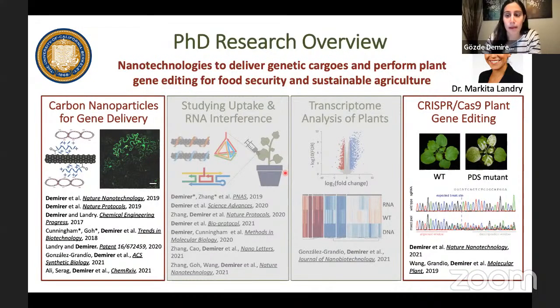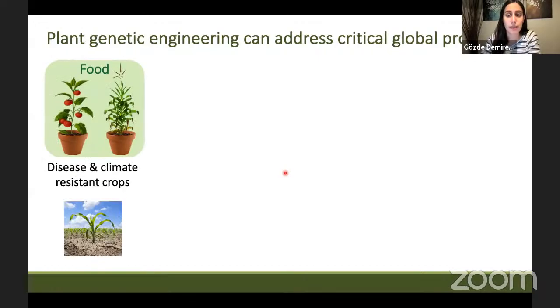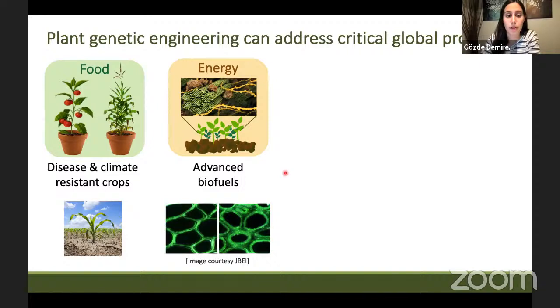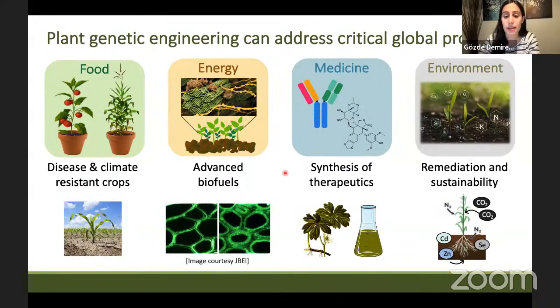So as you may all be aware and interested in this area as well, plant genetic engineering can address a lot of critical global problems that we are facing, such as in the field of food industry. We can create disease and climate resistant crops using plant genetic engineering. Similarly, engineered plants can provide advanced biofuels, as well as a scalable way of synthesizing therapeutics. And lastly, we can use the plants and engineer them for the remediation of our environment and sustainability efforts. I myself am most interested in the food and the environmental applications of plant genetic engineering.